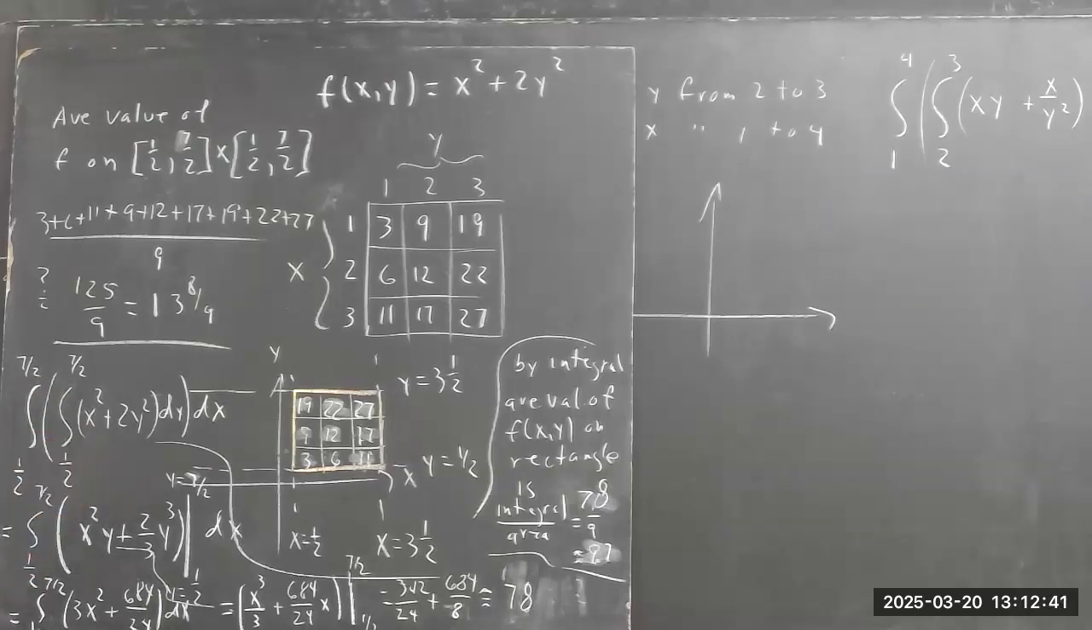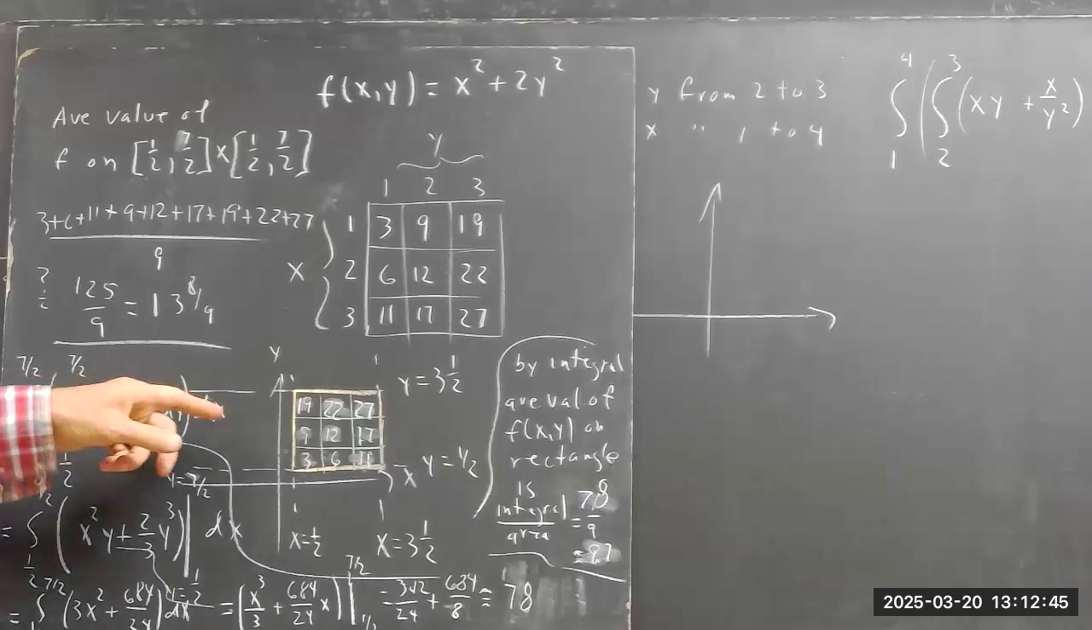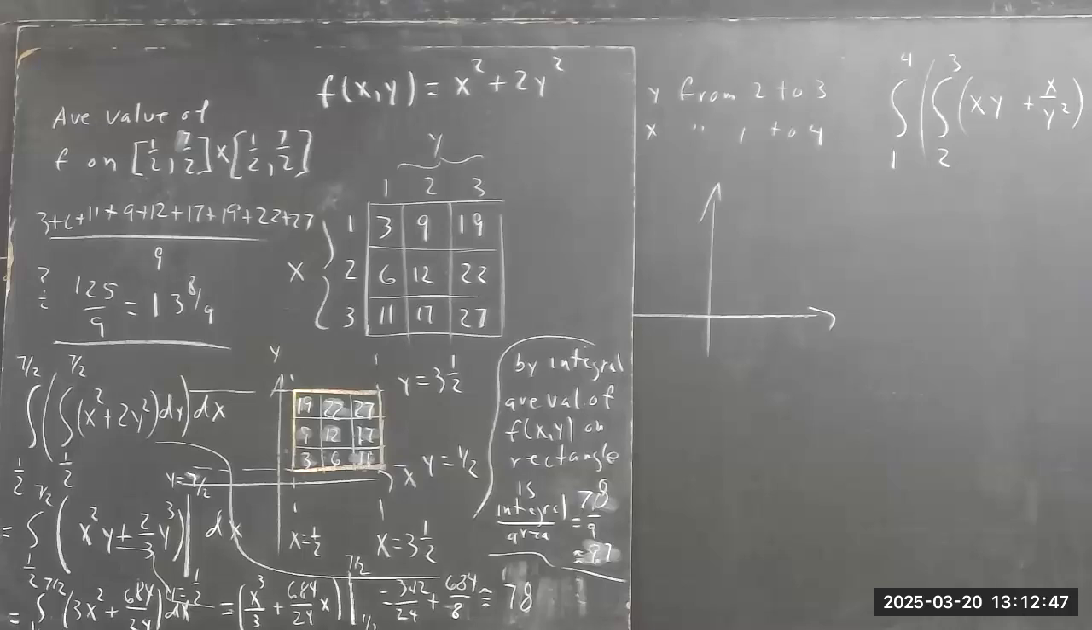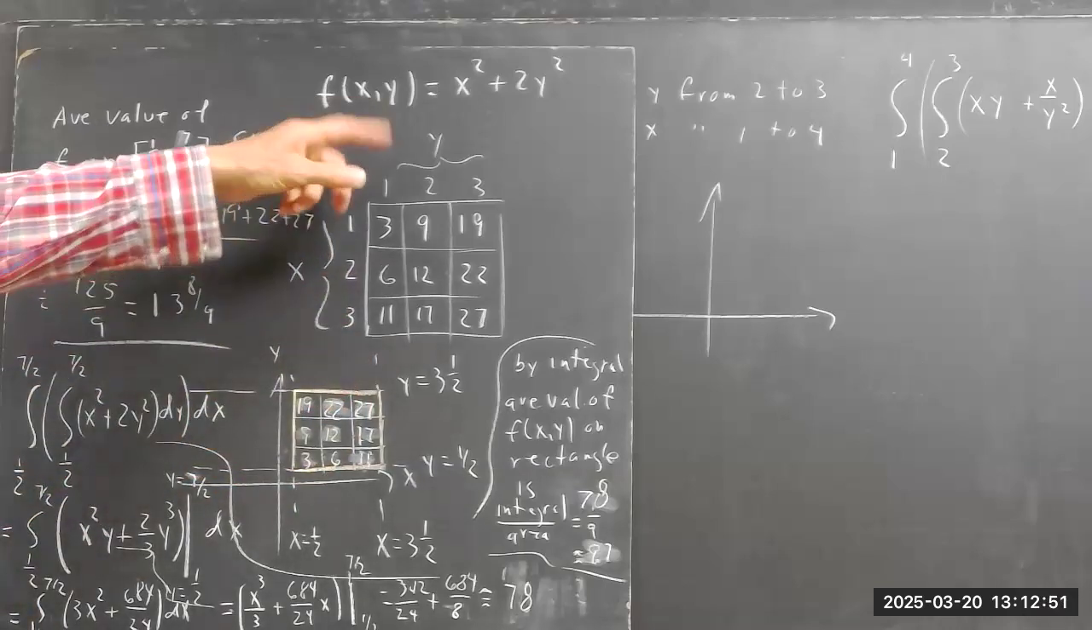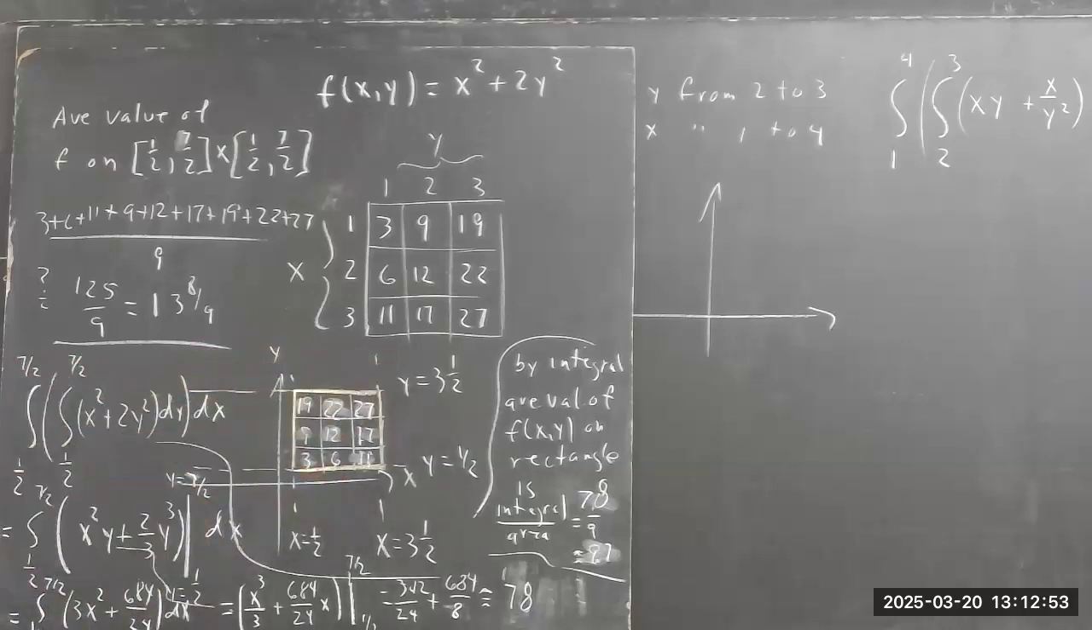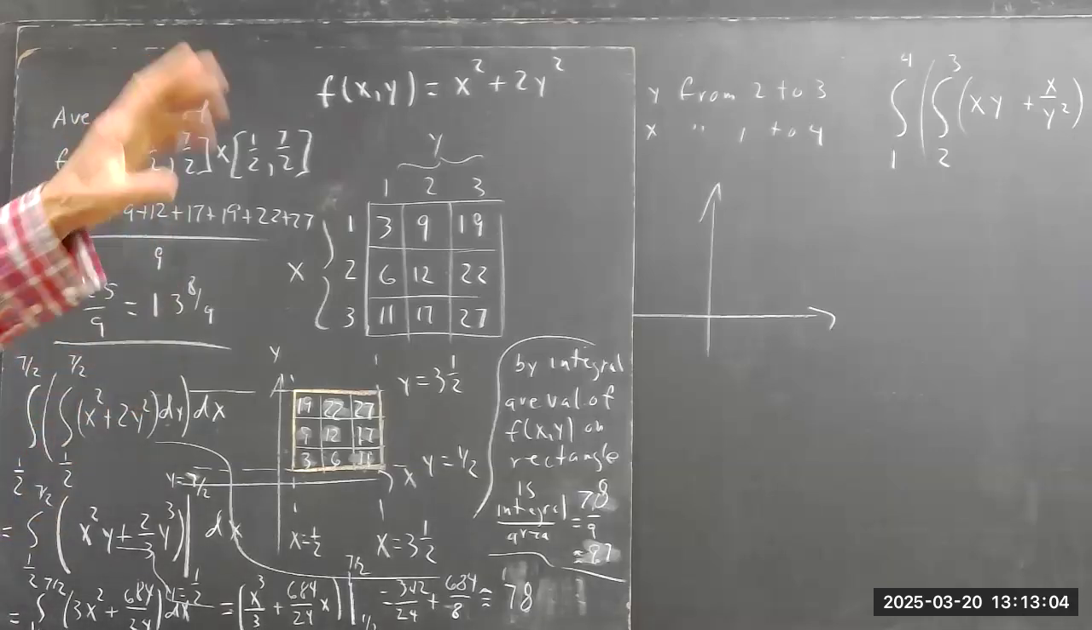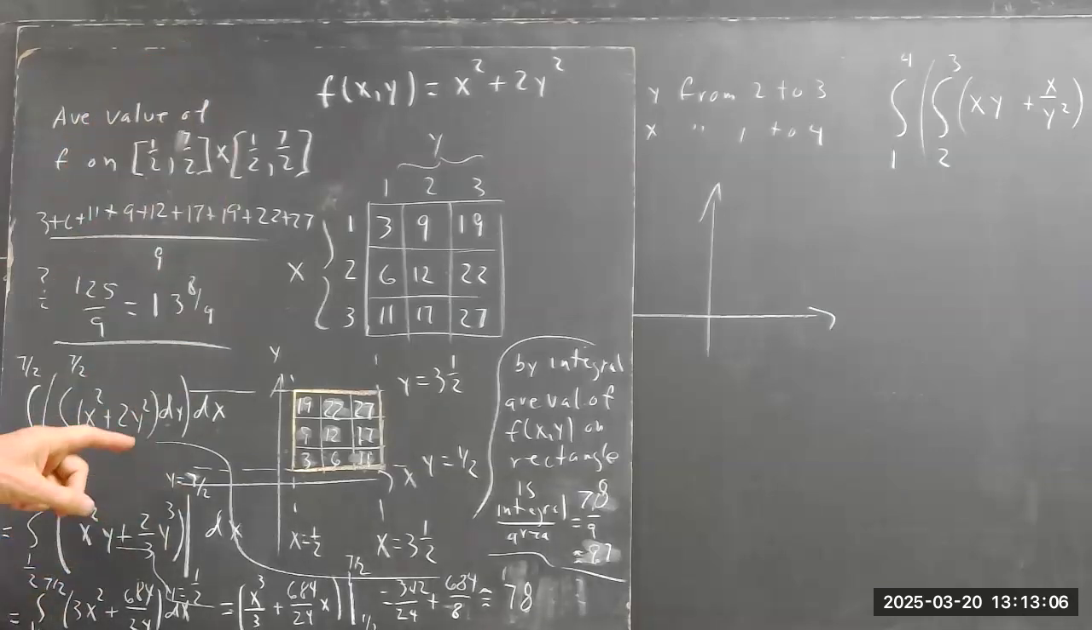Now, we did an integral. Okay, I just wrote down an integral and said that this integral should give us the actual integral of the function f of x, y over this square. Okay, y goes from 1/2 to 7/2. X goes from 1/2 to 7/2. So that's the explanation of these limits. We'll do more with this in a minute.